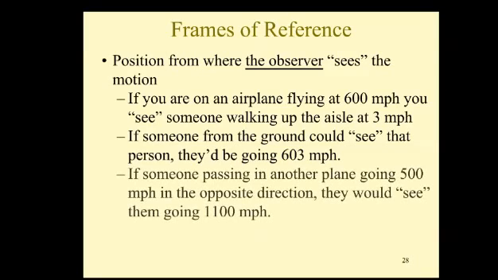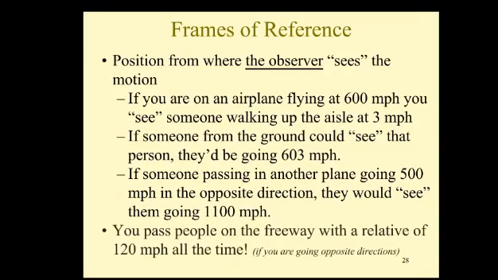That's true. If someone else is passing in another plane going 500 miles an hour in the opposite direction, they would see that person going 1100. They would see you going 1100 miles per hour because they're in the opposite direction. All the time, you pass people on the freeway with a relative velocity of 120 miles per hour. That is, of course, if you go in an opposite direction. So frames of reference are important.